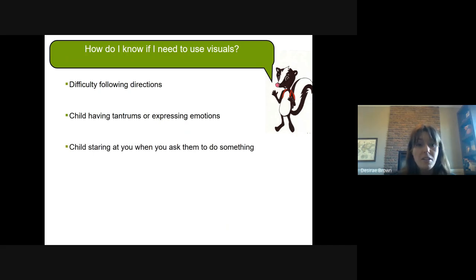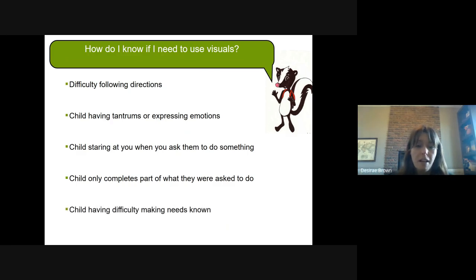You might ask them to do something and they give you just a blank stare. So that goes along with difficulty following directions, or only completing one part of what they were asked to do. If you ask them to do two steps, they're just completing one of those parts. Or maybe they have difficulty communicating what they need or what they would like. So there's some support for their understanding as well as some support for their communication. And yeah, everyone can be using visuals.